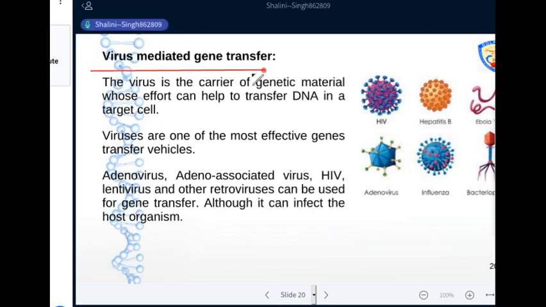Virus mediated gene transfer. A virus is a carrier of genetic material and it can help in the transfer of DNA into a target cell. Viruses are most effective gene transfer vehicles. Adenoviruses, adeno-associated viruses, HIV, lentivirus, and other retroviruses can be used for gene transfer, although they can also infect the host organism.